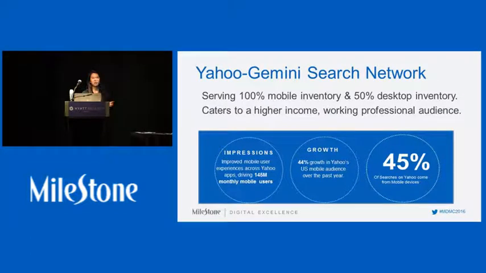And the last big change that we've seen, so about a year ago, Yahoo and Bing sort of changed their partnership. So they had a partnership where a lot of the ads were served through your standard Bing Ads network. And about a year ago, Yahoo kind of adjusted the partnership and broke away into their own search network. So what this means is that their own search network shows roughly 50% of the desktop inventory and 100% of the mobile inventory specific to searches.